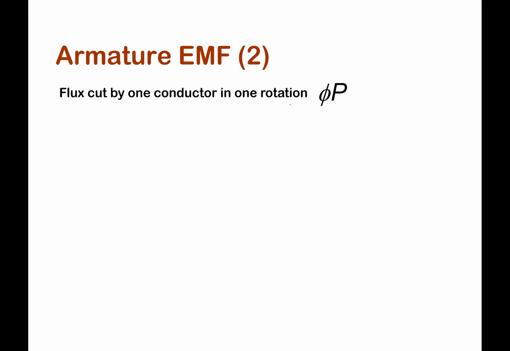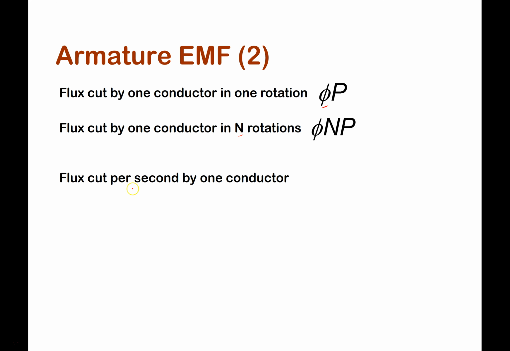The flux cut by one conductor in one rotation is phi, the amount of flux per pole, times the number of poles. So flux per pole by poles is the total amount of flux. The flux cut by one conductor in N rotations would simply be multiplying that by N. And the flux cut per second would be divided by 60. Remember, this is rotations per minute, so dividing by 60 gives us rotations per second.